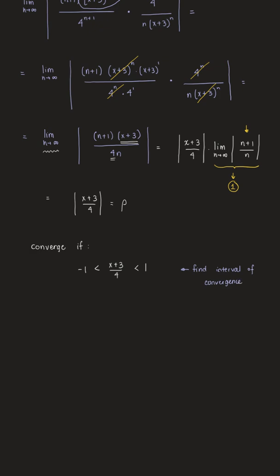The first thing I'm going to do to solve the inequality for x is multiply everything by 4. So we'll have negative 4 is less than x plus 3, which is less than 4. And now I'm going to subtract 3 from every term in the inequality. So we'll have negative 7 is smaller than x, which is smaller than 1. This is our interval of convergence.